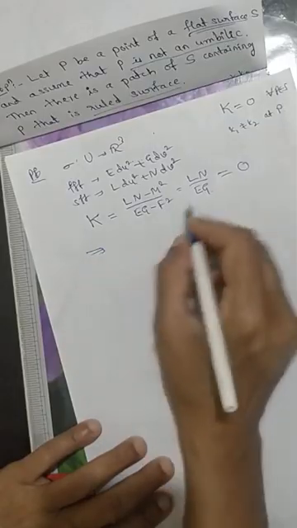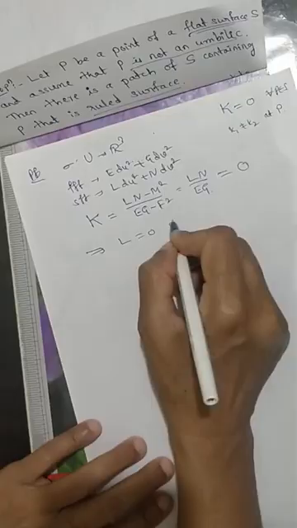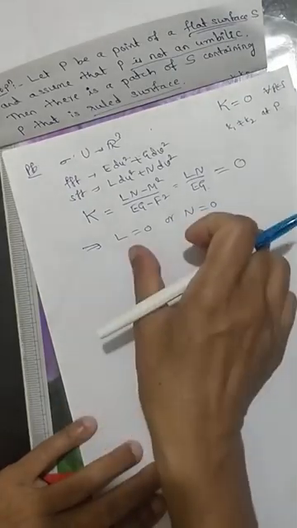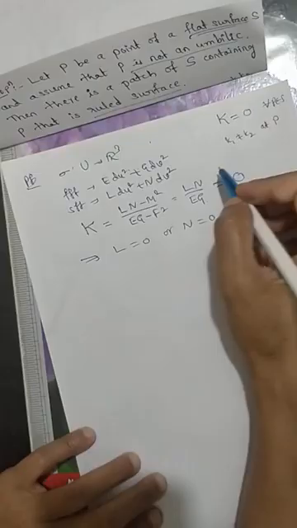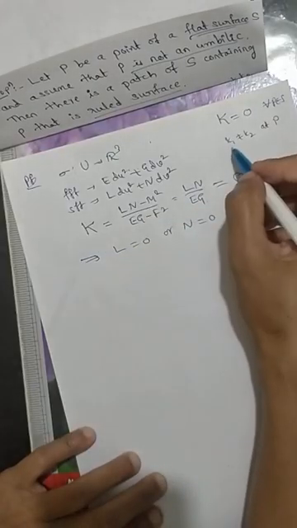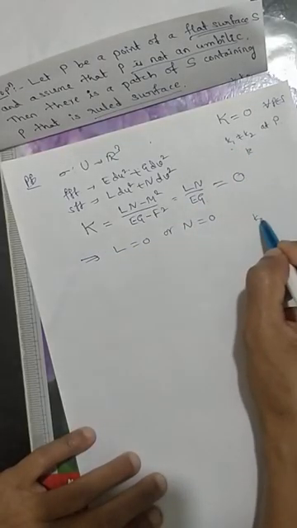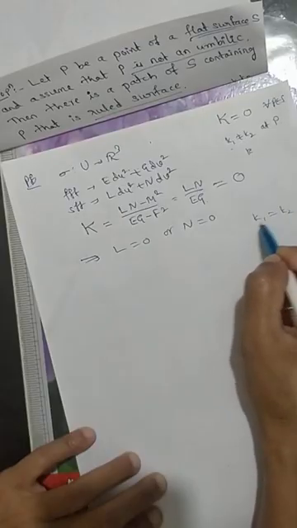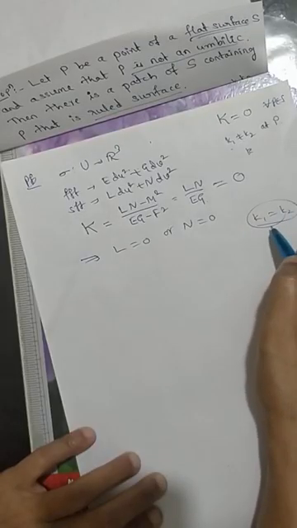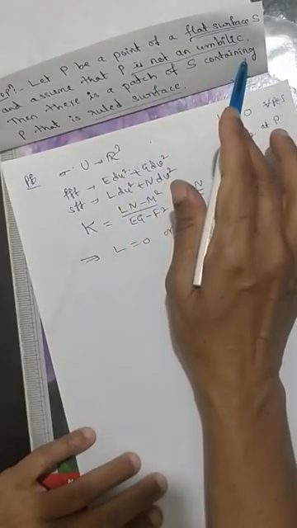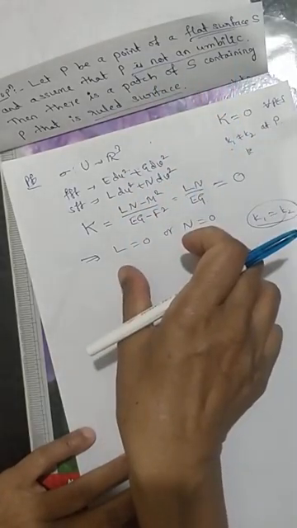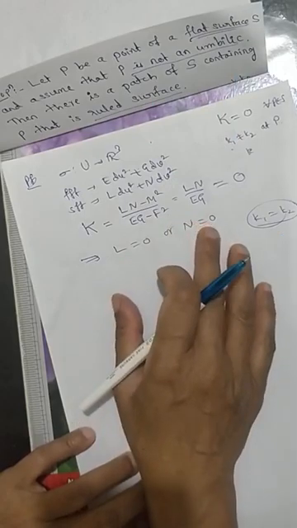So once this is equal to 0, either L is equal to 0 or N is equal to 0. Now the fact is that both cannot be equal to 0. Why? If both are equal to 0, then K is equal to 0 of course, and K1 will be equal to K2. That will be a contradiction because P is not an umbilic point. So one of them is equal to 0, the other is not equal to 0 in this case.